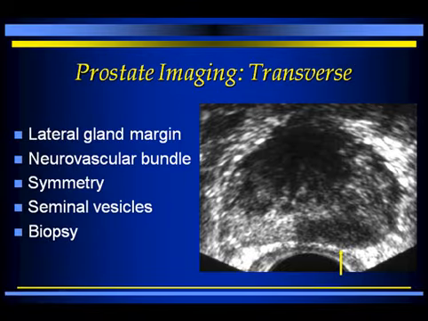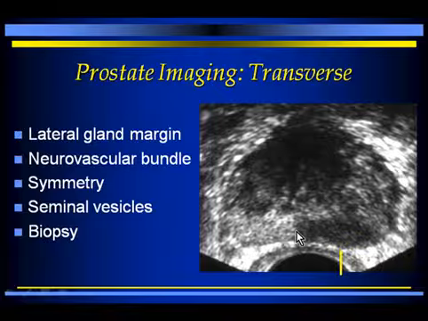When we image the prostate, we usually image in transverse and sagittal planes. The transverse plane is very nice for comparing one side to the other. So here, this is a normal echotexture on the right side. This is an abnormal hypoechoic echotexture on the left side. The difference in echotexture is your tip-off here that this is a cancer. And this is a cancer.